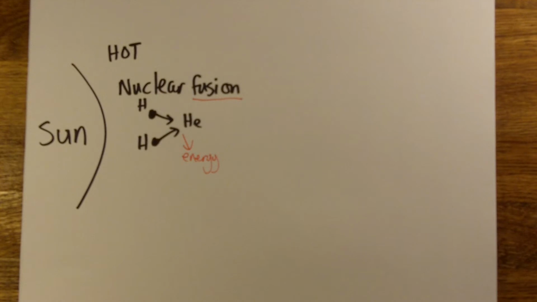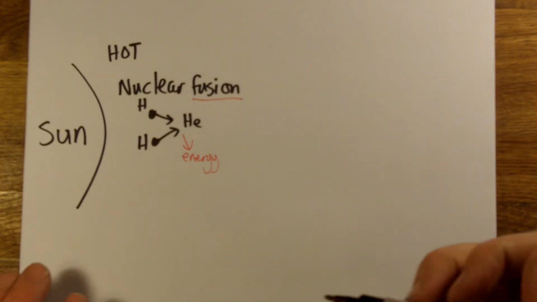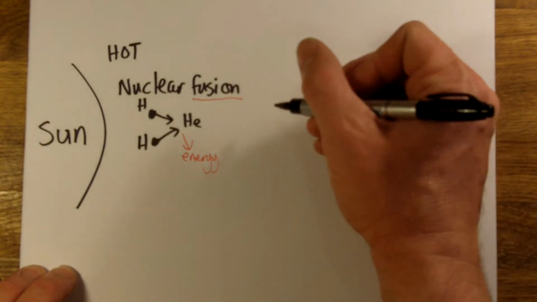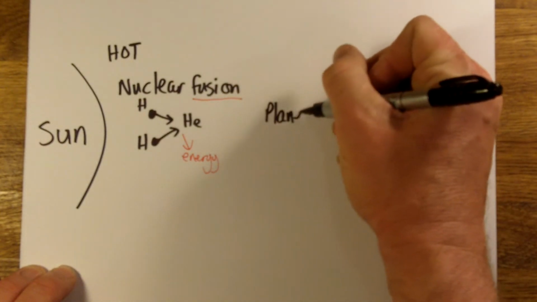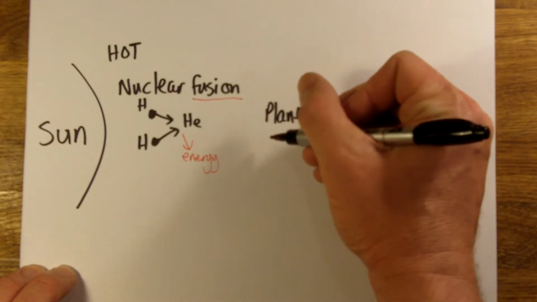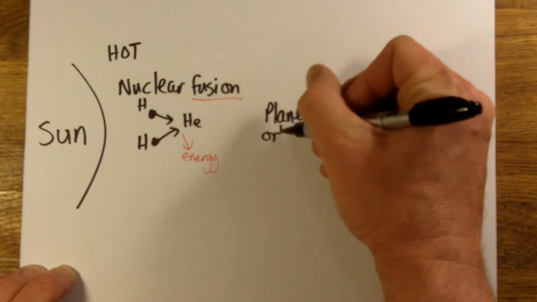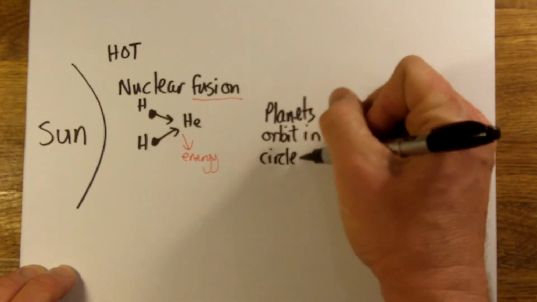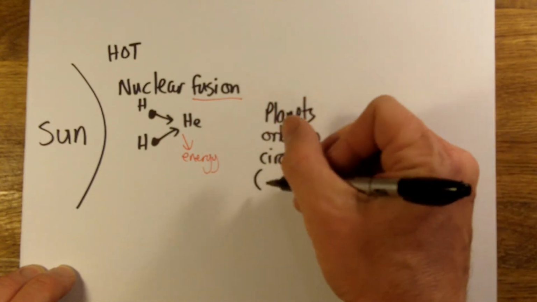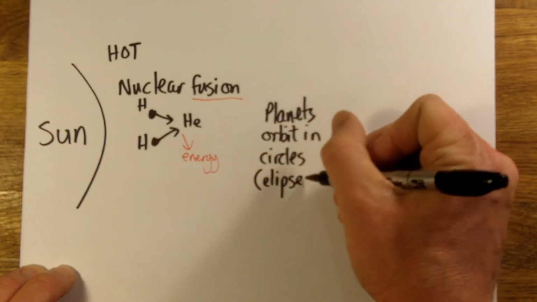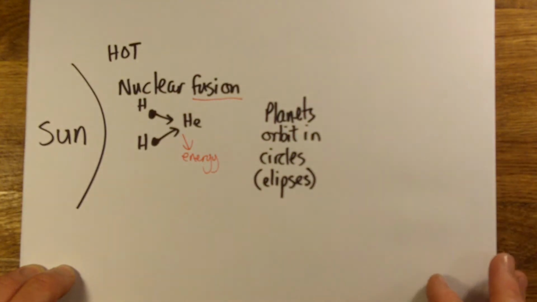Now obviously we have the planets of the solar system, which orbit roughly in circles. So planets in the solar system orbit roughly in circles. To be more precise, they are ellipses, but they are very regular, almost fully circular ellipses.